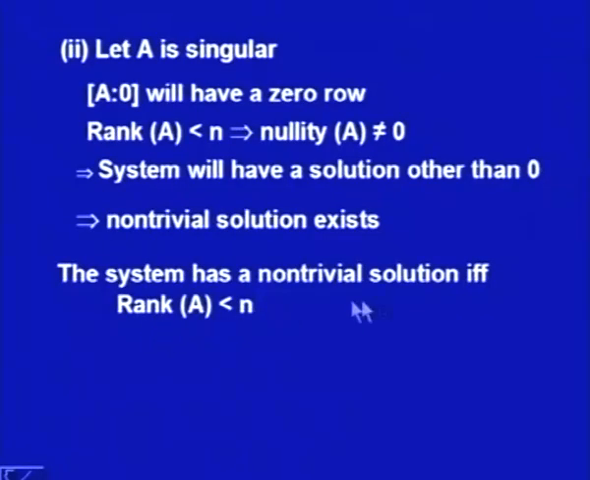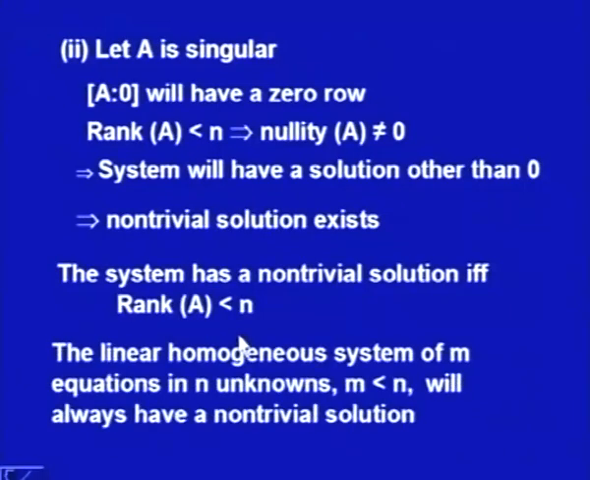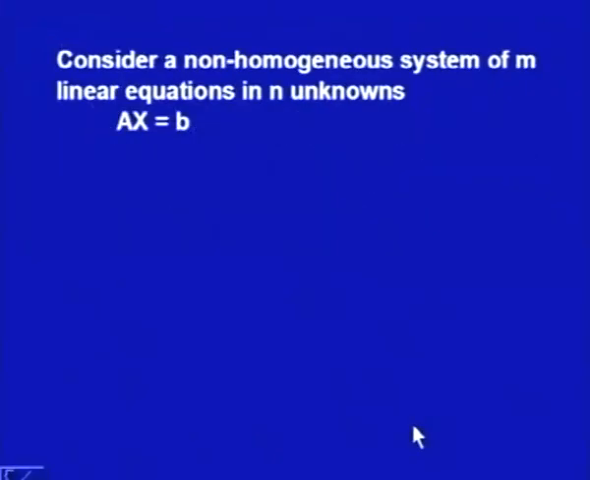That proves that the system has a non-trivial solution if and only if rank A is less than n, and a linear homogeneous system of m equations in n unknowns, when m is less than n, will always have a non-trivial solution. So, the next thing is we consider a non-homogeneous system of m equations in n unknowns.